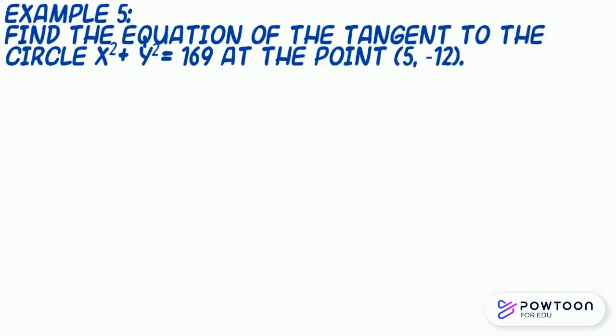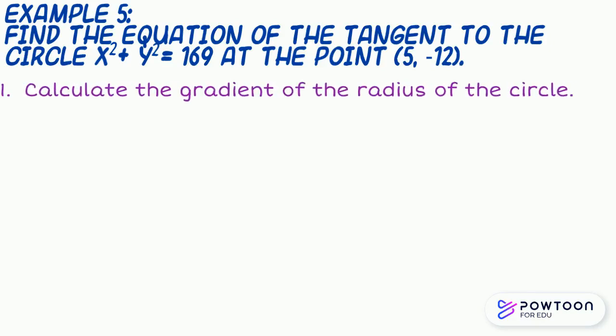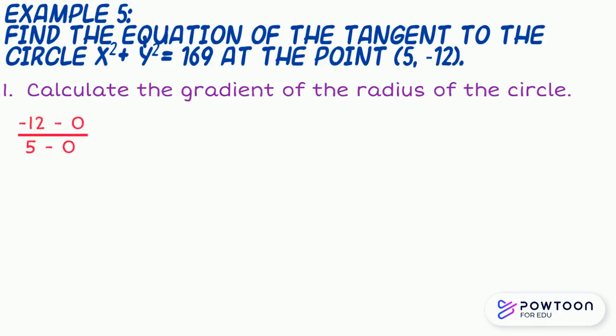Example 5 wants us to find the equation of the tangent to the circle x squared plus y squared equals 169 at the point 5, negative 12. You can draw a diagram if you would like to for a visual, however you don't have to. The steps still stay the same, so we're going to start by finding the gradient of the radius of the circle. This circle is still centered at the origin, so we know that the x and y values for the other point will be zeros. So the gradient is just negative 12 minus 0 over 5 minus 0, which is just negative 12 over 5.